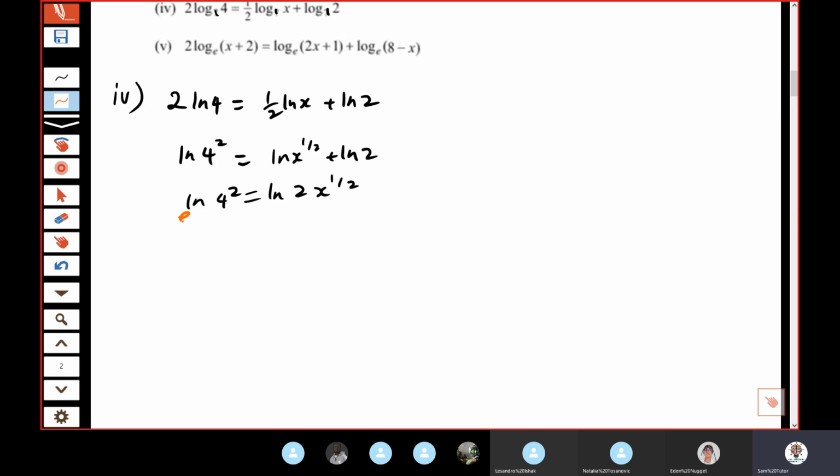At this stage, you exponential, you're left with 16 equals 2 root x. 16 on 2 is 8. X equals 64. Sounds good? Yeah, I'm happy with that.